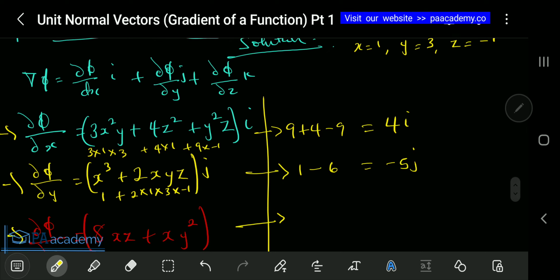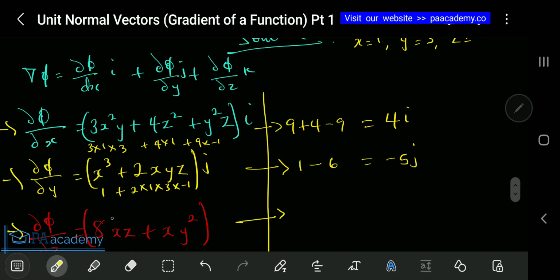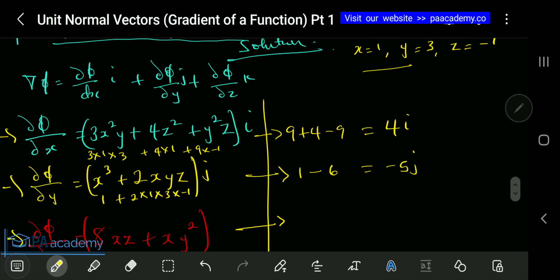And then for this, let me just write it here so that I can see what I'm having here. So that is going to give us 8 times our x is 1, and then our z is -1, plus our x is 1 times y squared, that's 9. So this is going to give us -8 plus 9, and that's just going to give us 1. So 1, and don't forget k. Exactly, so 1k. So you can just go ahead and write it as k. 1k is same as k.